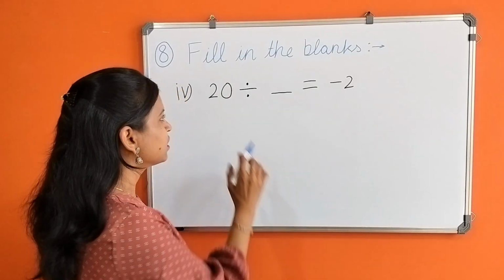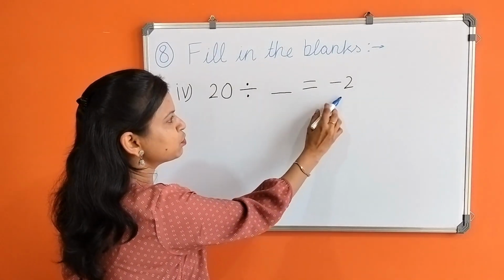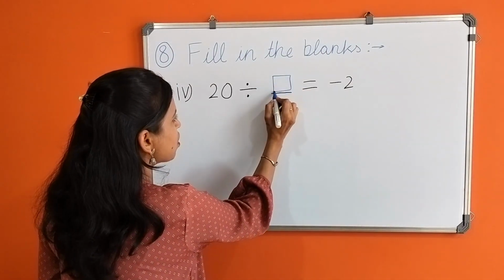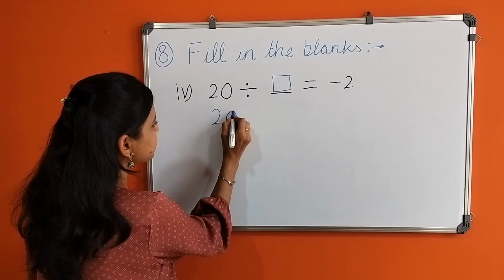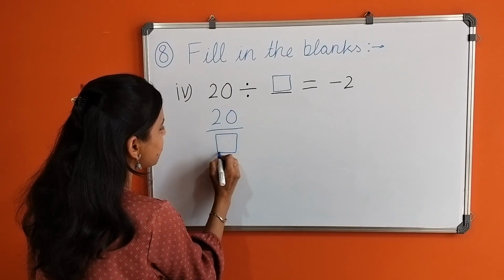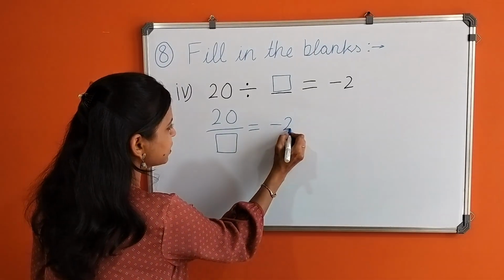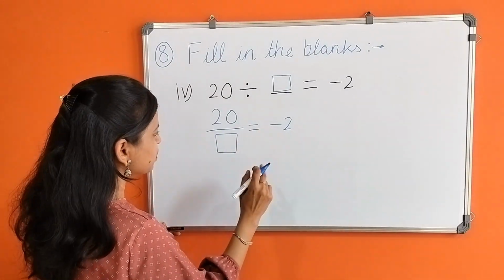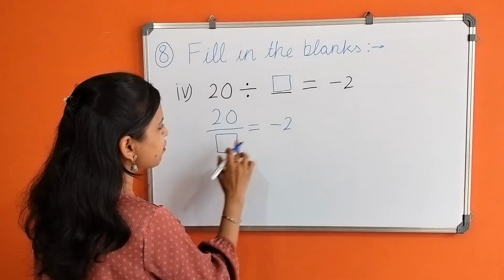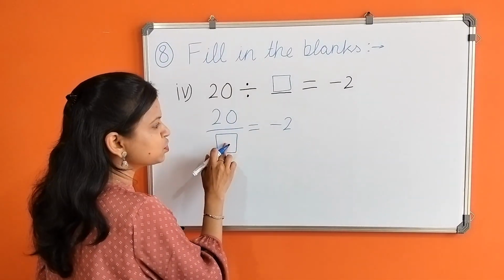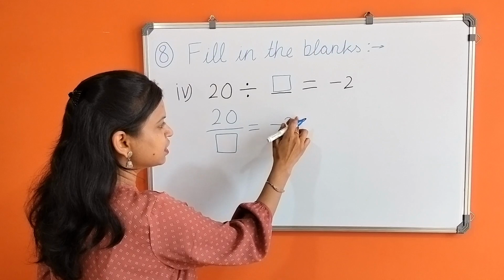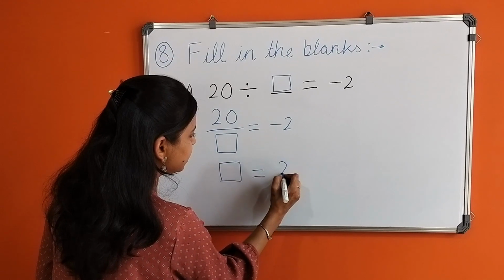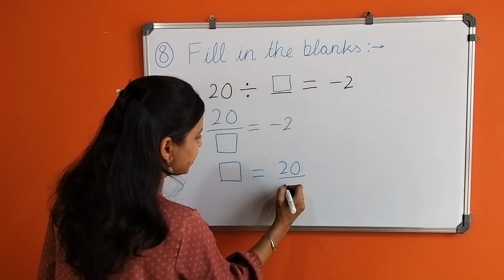Now, the next question is 20 divided by box equal to minus 2. So, to find this box, we can write it like this: 20 divided by box equal to minus 2. Now, what will we do to find this box? One simple rule is there, that instead of dividing by this box, you have to divide by the other numerator. So, this box will be equal to 20 divided by minus 2.